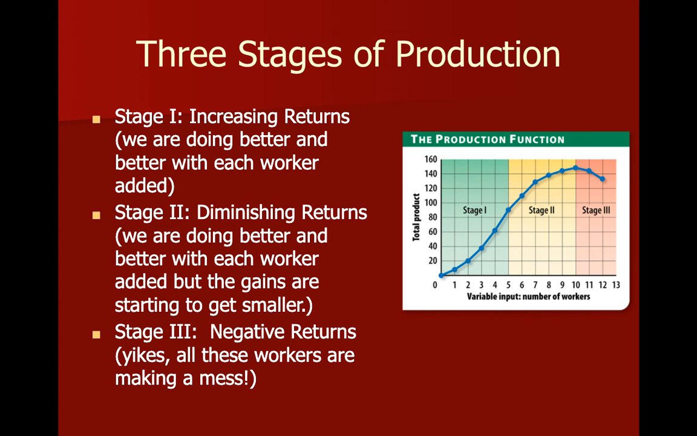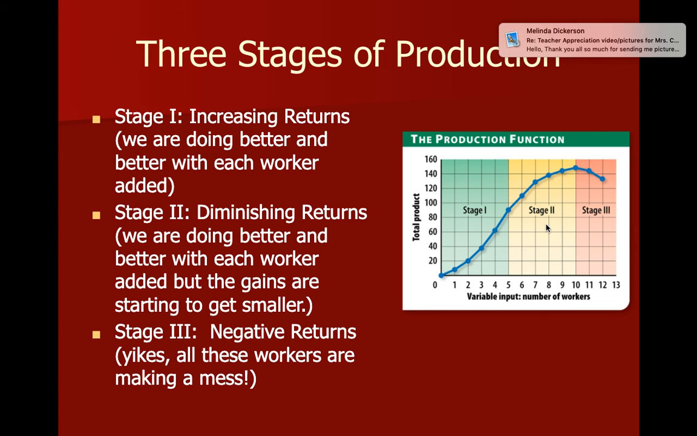So there are three stages of production. Stage one is increasing returns. We are doing better and better with each worker added. So originally there was just you, and then you add a partner, and things got a little bit easier and better. And then you added a third person, and finally a fourth person. And you're like, okay, yeah, we're doing good. I like it. So now you're in the stage two area.